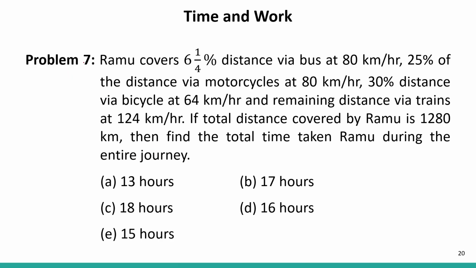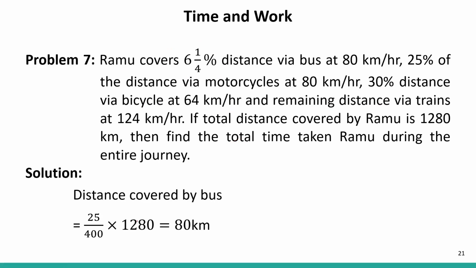So let's go forward with problem number 7. So Ramu covers 6 and 1/4% of the distance via bus at 80 km per hour and 25% of the distance via motorcycle at 80 km per hour and 30% of the distance via bicycle at 64 km per hour. Okay, so the remaining distance via train is at 124 km per hour. So if the total distance covered by Ramu is 1280 km, then find the total time taken by Ramu during the whole entire journey. Is it 13, 17, 18, 16 or 15? That is what we want to uncover.